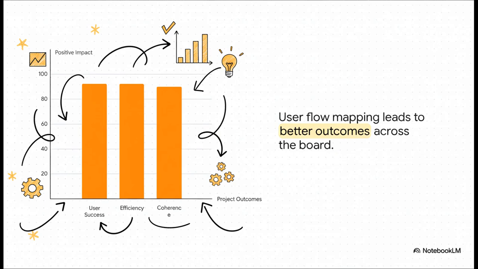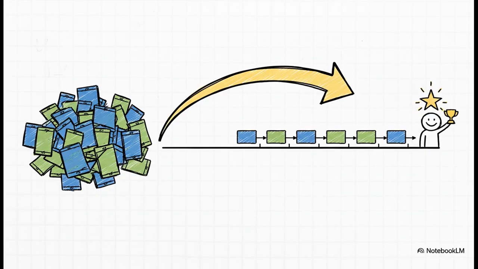And the impact of doing this? It's huge. I mean, we're talking a direct line to happier users who can actually get things done. It makes the whole development process more efficient, and what you end up with is a product that just feels coherent. It just makes sense. Because at the end of the day, that's the whole point, isn't it? A great user flow is like magic. It takes a random collection of screens and turns them into a story, a success story for your user, where they don't just stumble to the finish line, they get there easily and feel good about it.